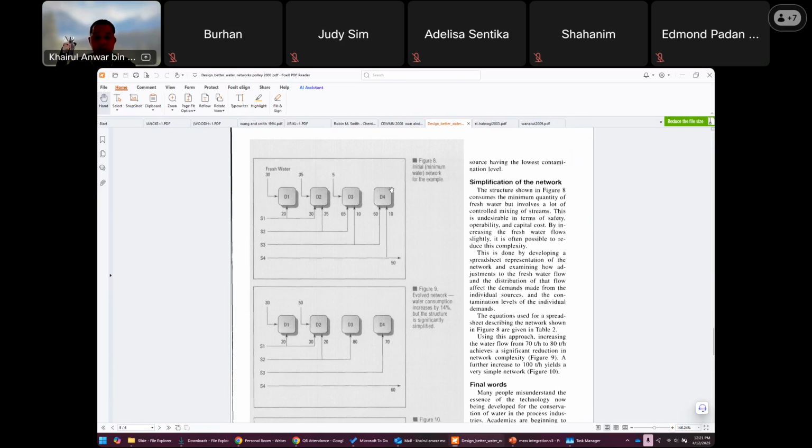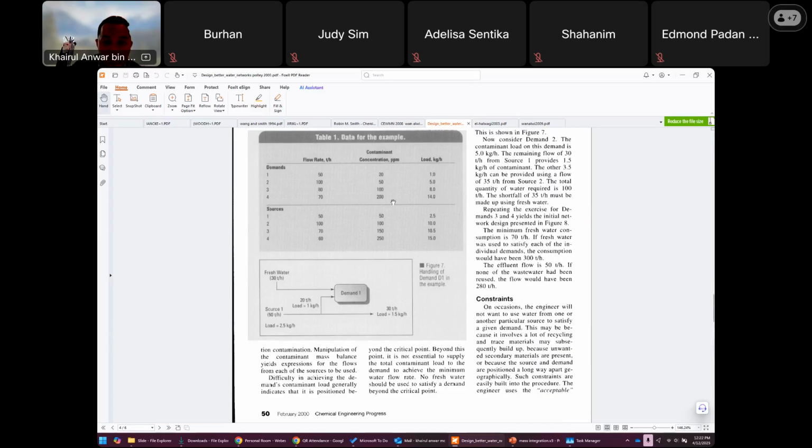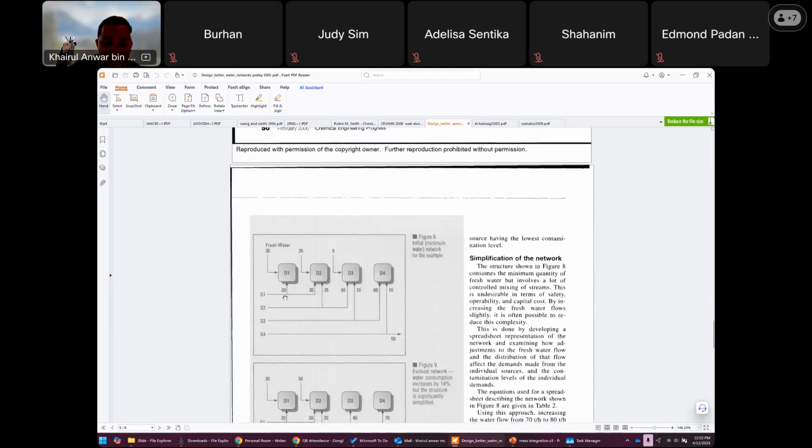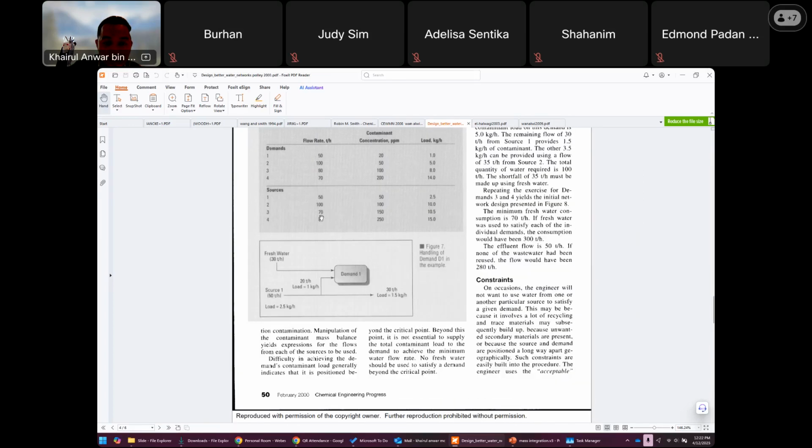In the Handbook of Process Integration, you see the structure shown in figure 8 consumes the minimum quantity of fresh water, only 70 ton per hour, but involves a lot of complex mixing and splitting. This is undesirable in terms of safety, operability and capital cost. You see, source one will need to go to first sink or demand one. Some of it, 20, goes here to meet the requirement of demand one, which requires how much? See here, 50. The first one requires 50 ton per hour, so some of it is coming from fresh water, some of it is from source one, which has 50 ton per hour.